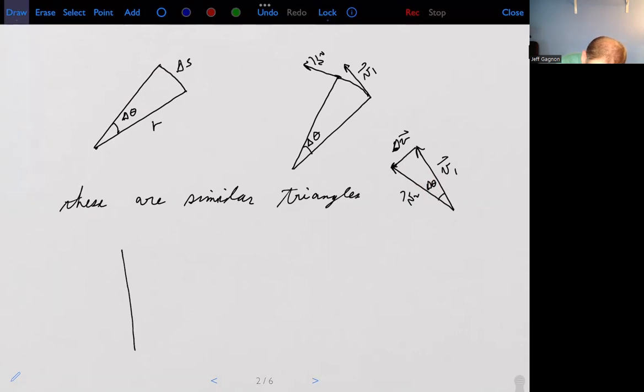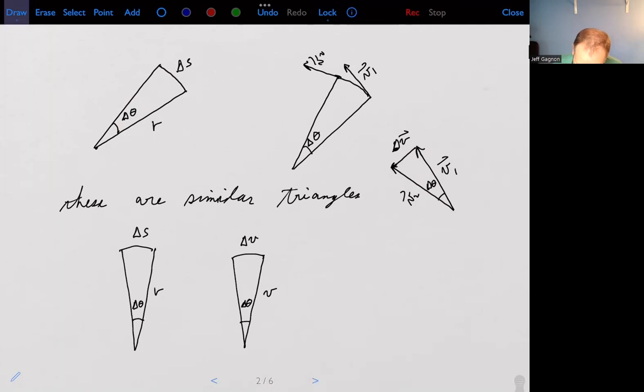So this was the first one, right? Where I have delta theta, r, and then delta s, and then this is the second one where I have delta theta. Then this is v. Right, v1 and v2 have the same magnitude. I'm going to call it v. And then this is delta v, the change in velocity.